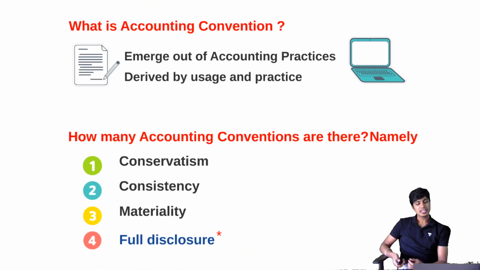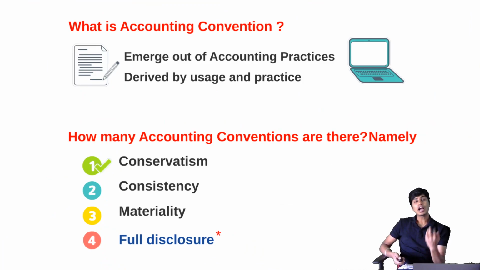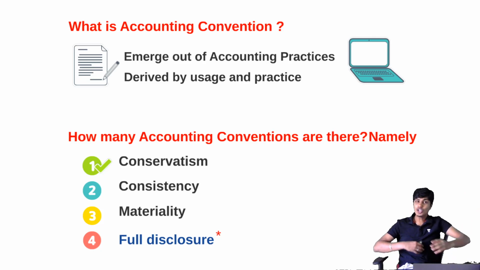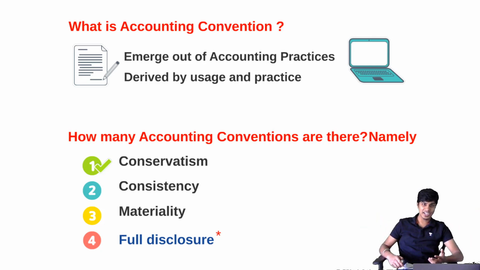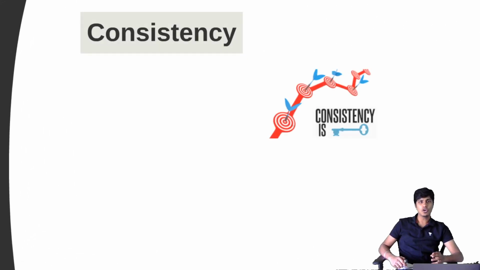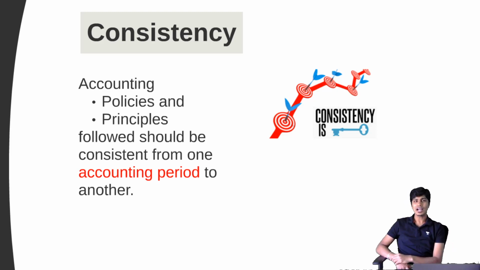Then we have consistency, which says that accounting policies and accounting practices, whatever we pick to follow, should be consistent from one year to another. We can't keep changing them. I'll follow one accounting policy this year, and a different accounting policy next year. You cannot keep changing your accounting policies randomly. Accounting policies and principles that you follow should be consistent from one accounting period to another.